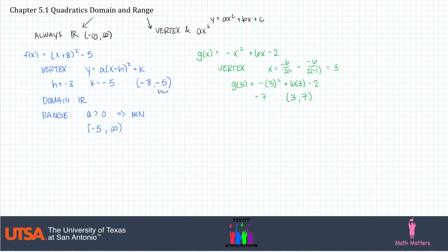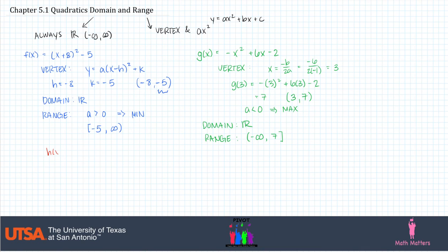And since a is less than 0, it's going to open down. So we have a max point. This 3, 7, the vertex, is going to be the highest point of our parabola for g of x. So as usual, the domain is going to be all real numbers. And then the range, since it opens down, is going to start at negative infinity and go all the way up to the y-coordinate 7, which is included because it's part of the parabola.